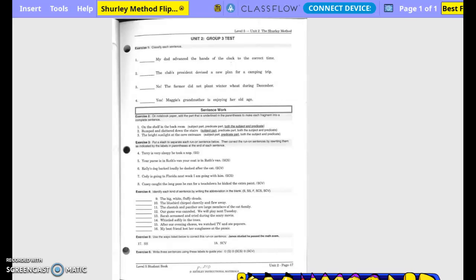Fifth grade Shirley method, page 17, part 1. So classify each sentence. My dad advanced the hands of the clock to the correct time. Who advanced the hands of the clock to the correct time? Subject, noun. What is being said about dad? Advanced. And that is a verb. Advanced what? Hands. Are hands the same thing as dad? No, so it's the direct object. This becomes the verb transitive.